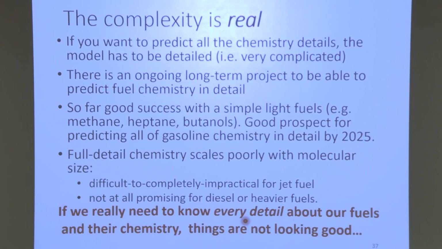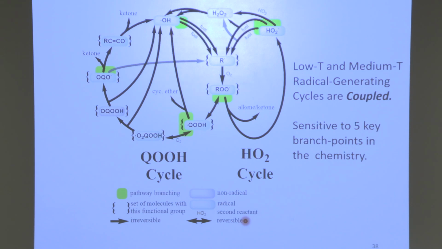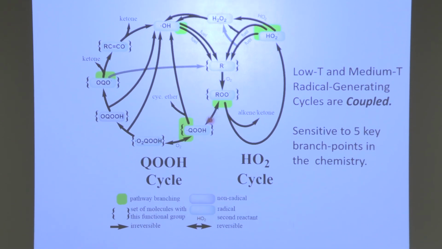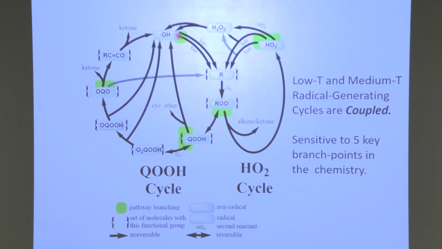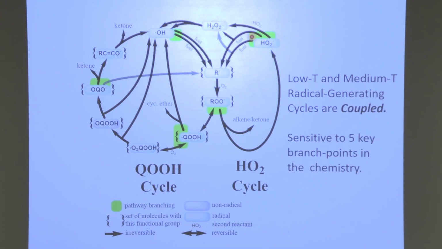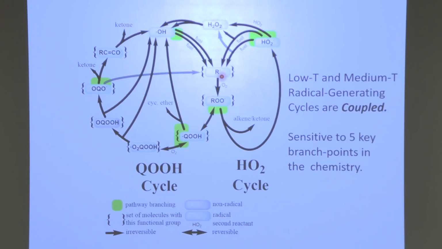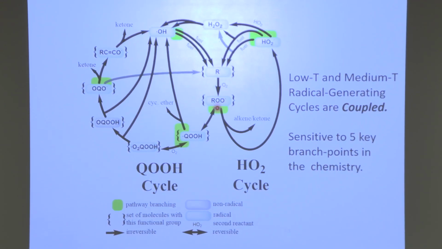So the key question is, what simplifications can we get away with? And here's just a picture to show how these two cycles are coupled together. It's helpful to understand that these yellow spots are the key, the branching points where two different things can happen. And knowing those competitions is very, very important. But it's only a few of them.